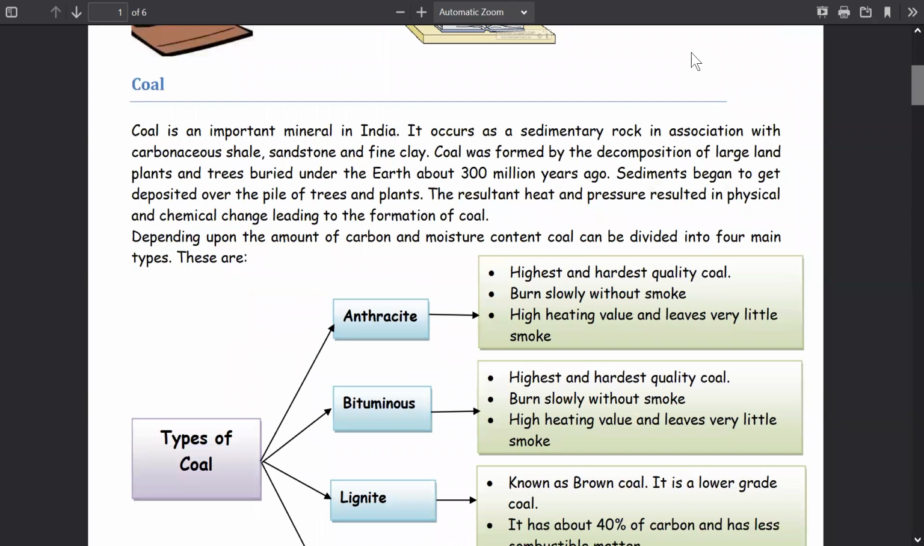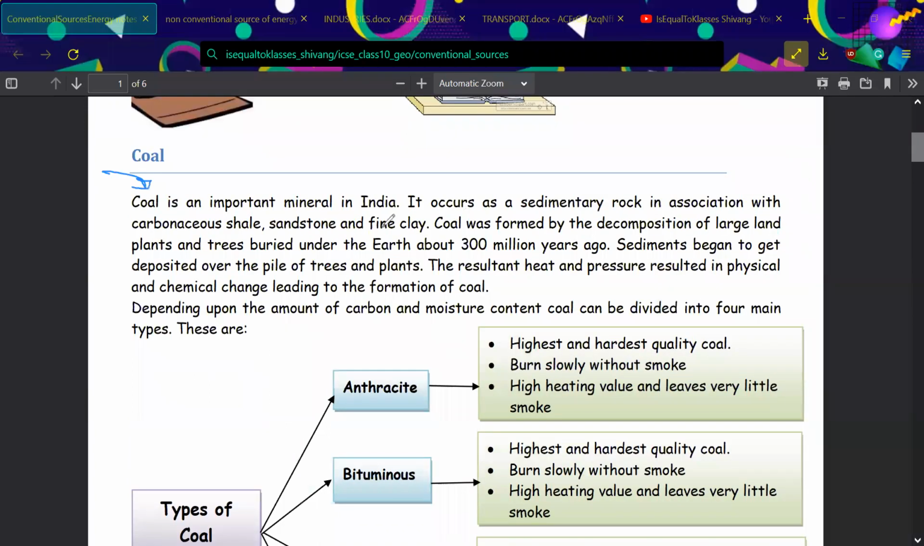Okay, what about coal? Coal is an important mineral in India. It occurs as a sedimentary rock in association with carbonaceous shale, sandstone, and fine clay. We have studied about this in earlier mineral resources. If you haven't seen this video, go check it out.